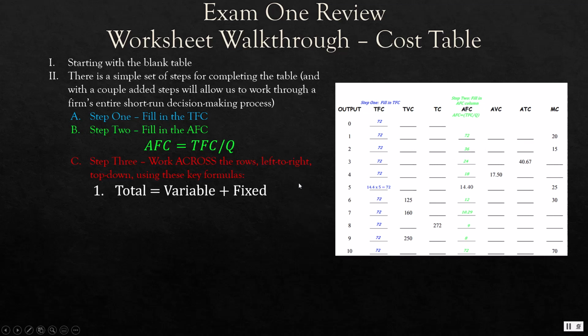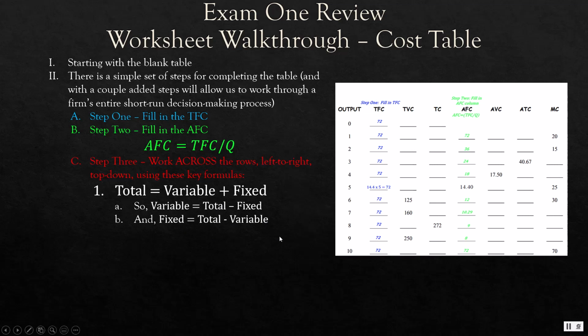The first of which is the idea that total equals variable plus fixed. So total cost equals total variable cost plus total fixed cost. Or average total cost equals average variable plus average fixed. This also means that if total equals variable plus fixed, then variable equals total minus fixed, and fixed equals total minus variable.